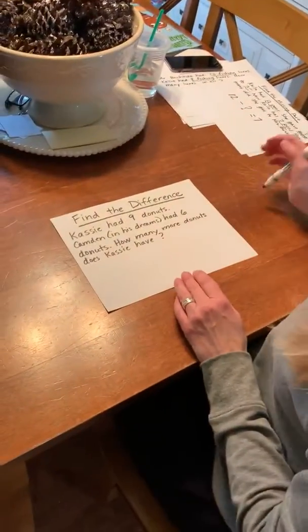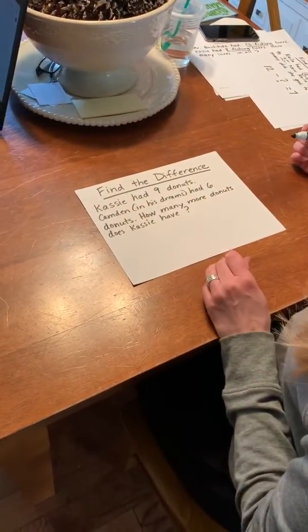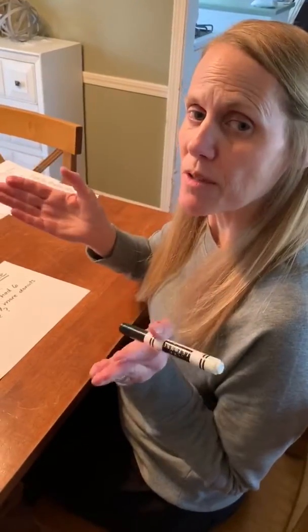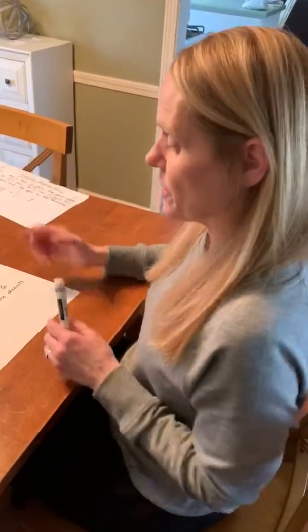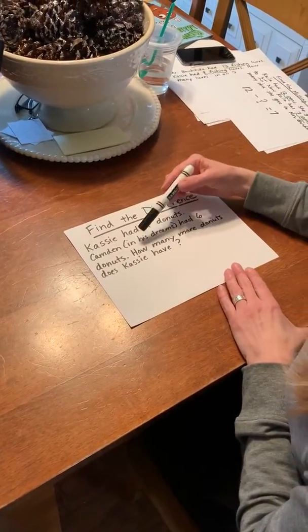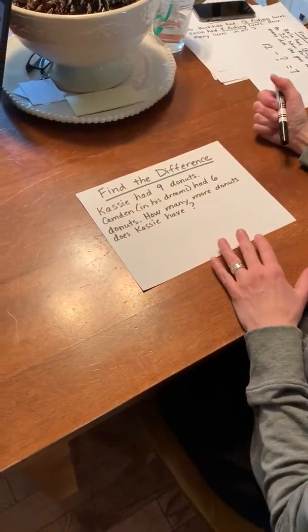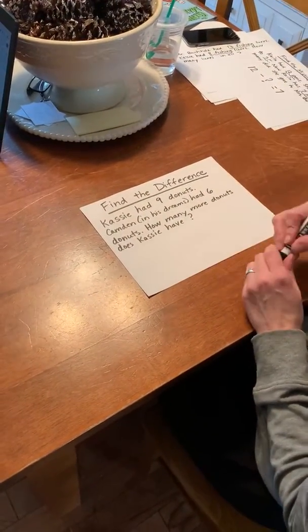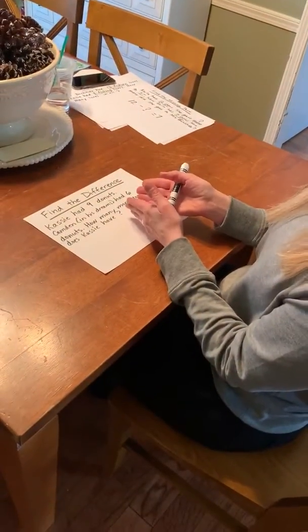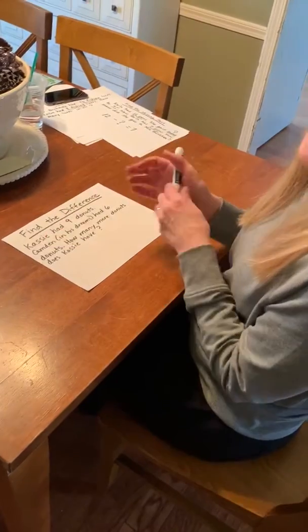Okay, this last kind is called find the difference. So this is 2 different amounts and you're trying to compare them and see which one is bigger or smaller. So this one says Cassie had 9 donuts. Camden, in his dreams, had 6 donuts. How many more donuts does Cassie have? So in this one, Cassie has her amount. Camden has his amount. I just want to know how many more does Cassie have.